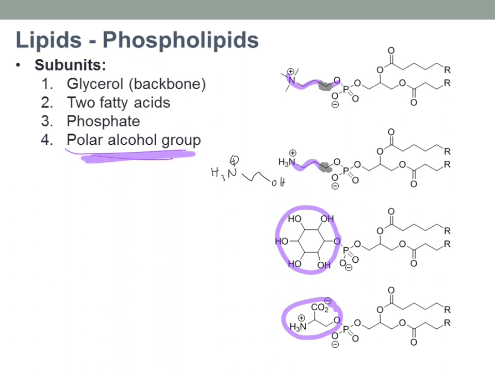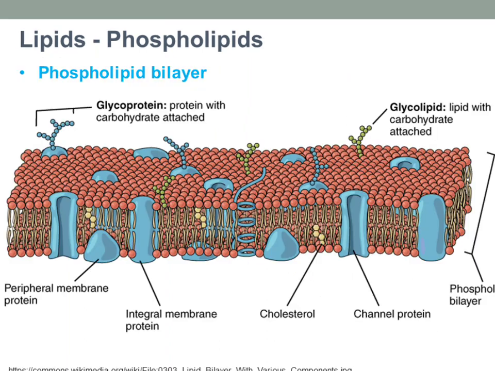The rest of it's the same, right? We have a phosphate, we have glycerol, and then we have 2 fatty acids. I didn't draw the whole fatty acids. I just put an R group here. But the idea is that the polar alcohol group can be lots of different things. So don't freak out if you see something there that's not familiar to you. As long as it's pretty polar, it's still going to be a phospholipid.